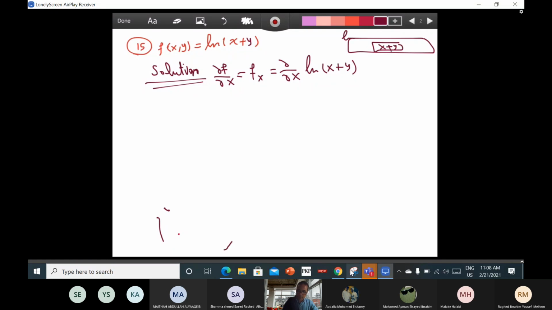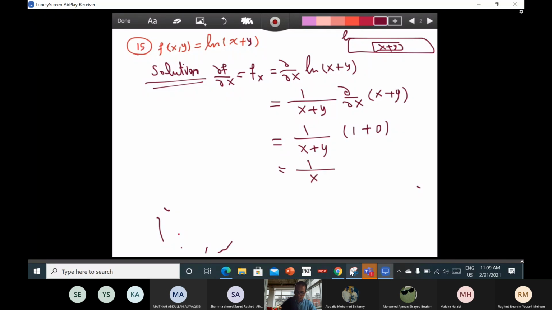Okay, so normally I differentiate the ln. I know the derivative of the ln is 1 over whatever is inside the ln, and then I differentiate what is inside with respect to x. Now it's 1 over x plus y. Differentiating with respect to x, y is constant. So the derivative of x with respect to x is 1, and the derivative of y with respect to x is 0. So I end up with 1 over x plus y.